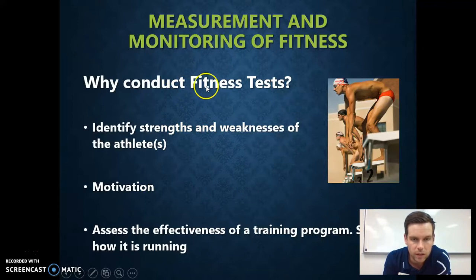And no matter what fitness tests we conduct, we need to always make sure that it's always going to assess the effectiveness of our training program. So to actually see how the training program is running, like I mentioned before, fitness tests are a good opportunity to see if our training program is actually training the fitness factors and the energy systems that we set out to actually improve and train.